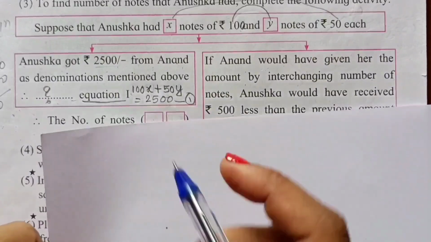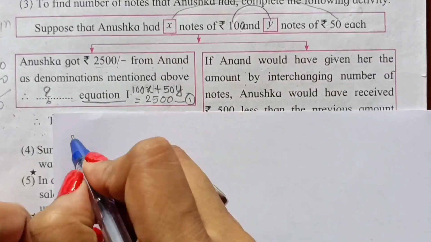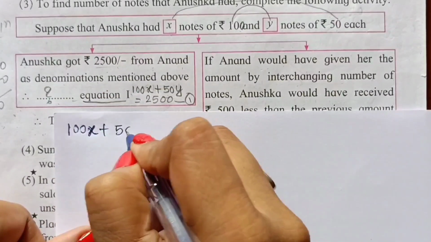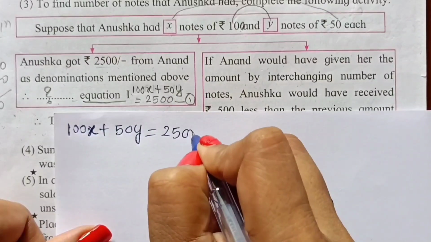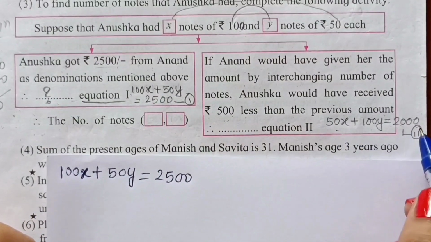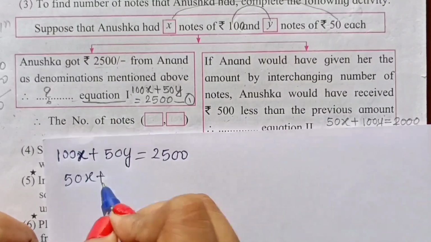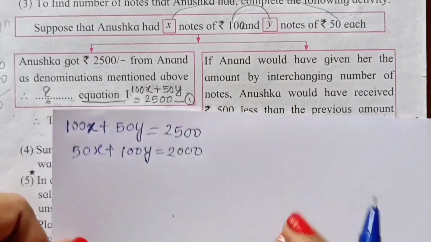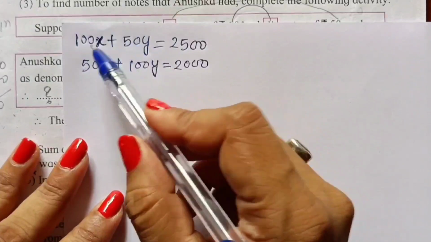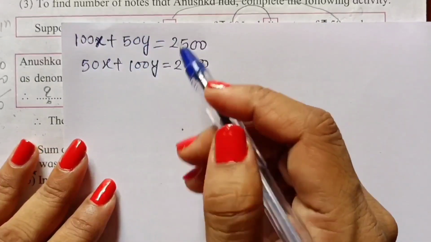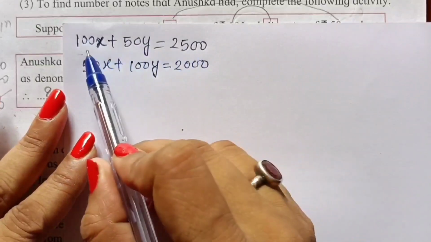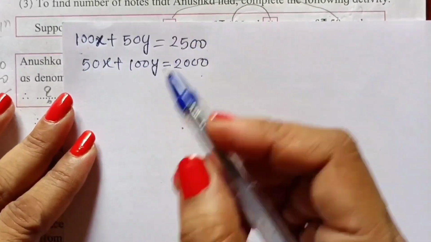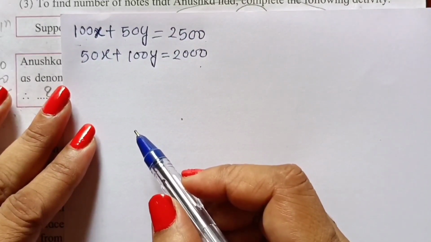So I will be writing the equations. Equation number 1 is 100x plus 50y is equal to 2500. And the second equation is 50x plus 100y is equal to 2000. Now you can see that the coefficients are interchanged. So if you want, you can add and subtract. Otherwise, here we will divide both these equations by 10. We can see that both the equations are divisible by 10, so it will be easy to solve the sum.